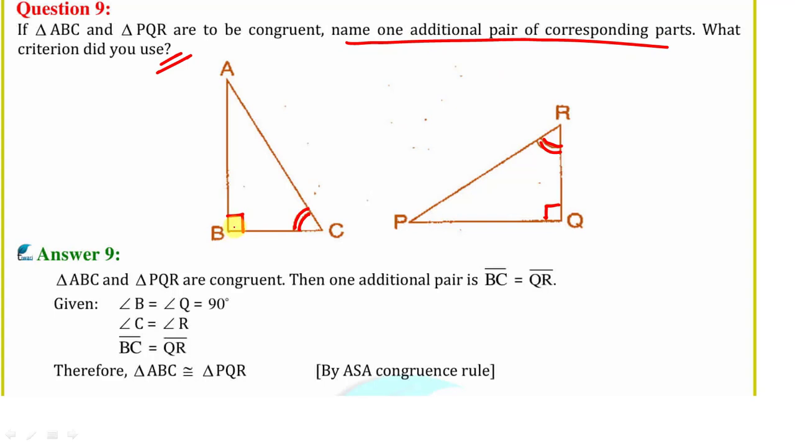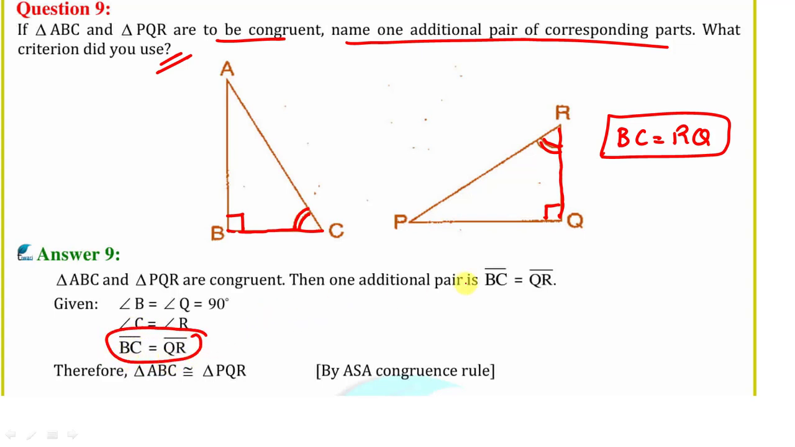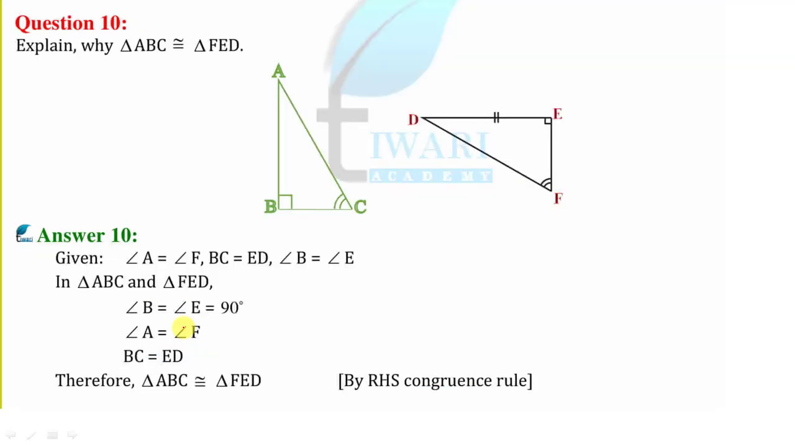So here two angles are equal. If this side is equal, then it will become angle side angle. It means if BC is equal to RQ, then the two triangles are said to be congruent. So here the condition is BC is equal to QR. So the additional part is BC equals QR. So the two triangles are congruent by ASA congruency, that is angle side angle. One side is equal and two angles are equal.